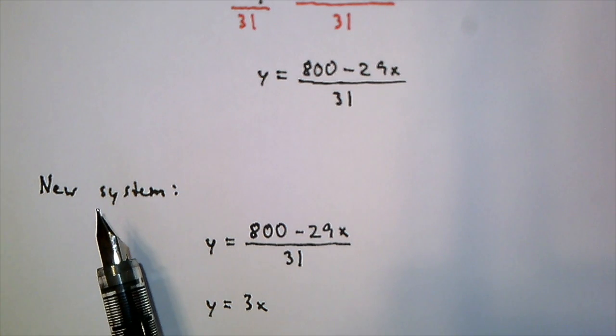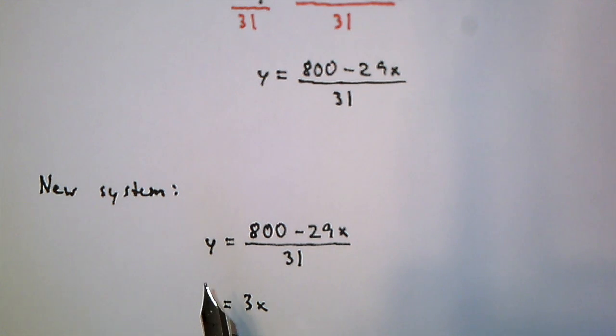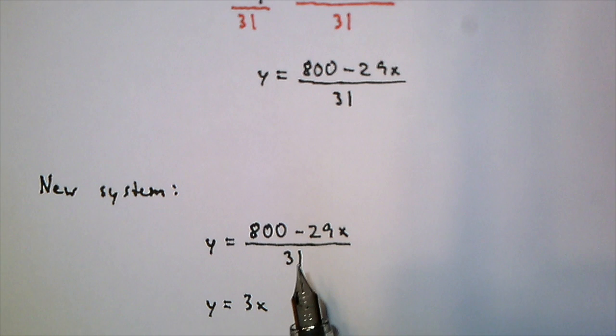Now that we've rearranged our first equation, we have a new system of equations. The important thing here is that y is by itself on the left side of both equations, and our variable x appears only on the right-hand side. We'll go to the calculator next.